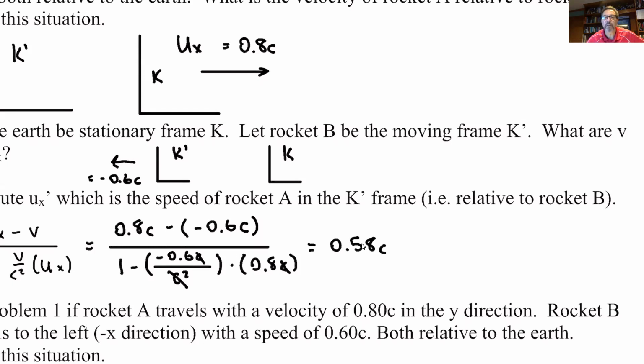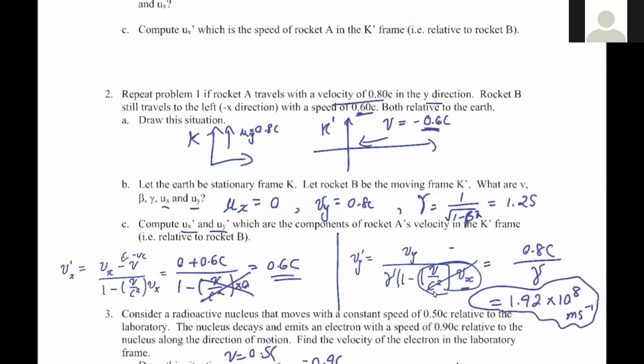Oh, what did I get? In the y prime frame. Okay, he's here, that's great. All right, I think I'm back. Oh, because relative to the rocket, 0.6. Okay, for your u sub x. U sub x, 0.6 c. I agree with that. No doubt about that.